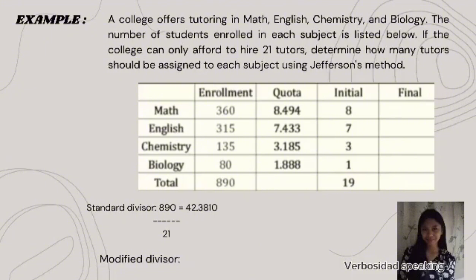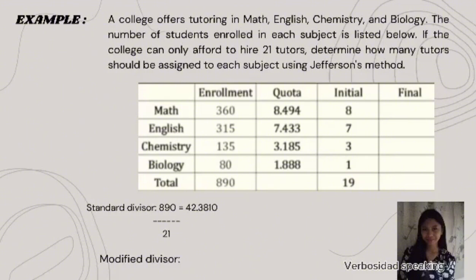Now let's find our quota in each subject. For math, 360 divided by 42.3810 equals 8.494. That is the quota. For English, 315 divided by our standard divisor, 42.3810, equals 7.433 and so on for chemistry and biology.